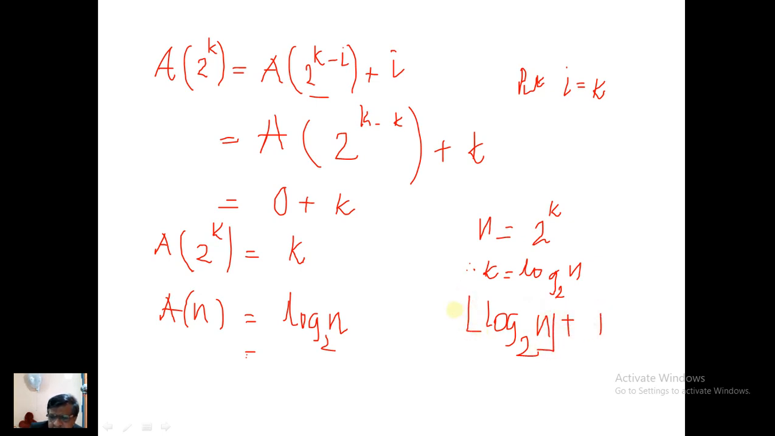Therefore, the number of digits required to represent a decimal number in binary is equal to floor of log 2 of n plus 1. Okay, this is the formula. But anyway, by efficiency analysis, we got down to this particular solution, a of n equal to log 2 n. Therefore, this falls under the efficiency case of big theta of log 2 n.